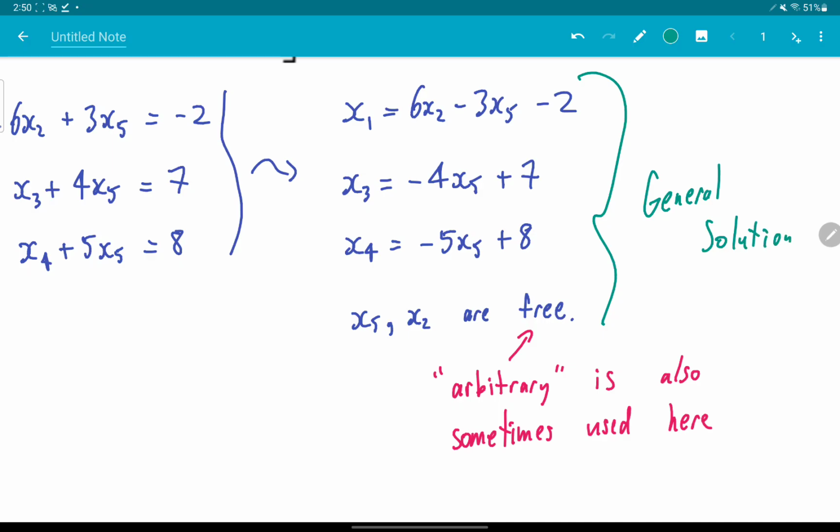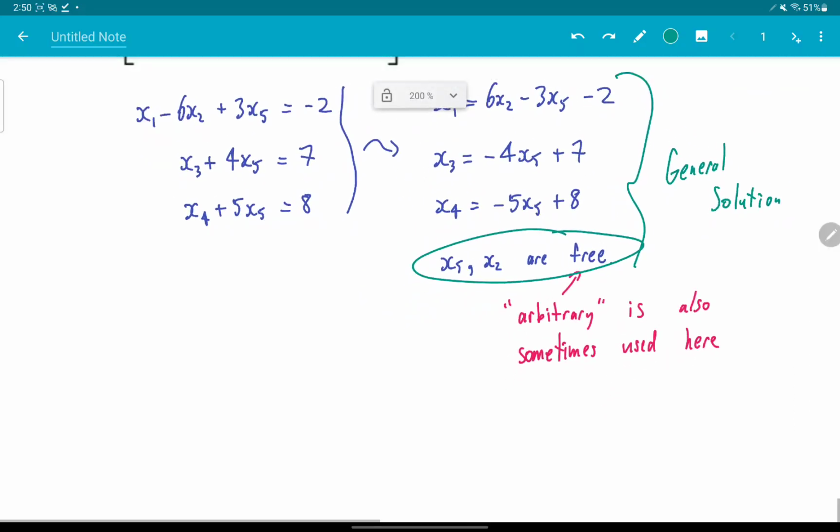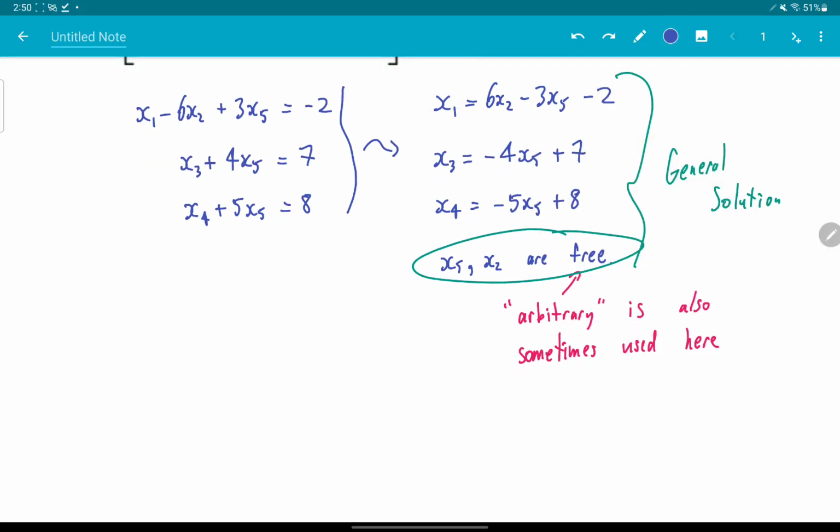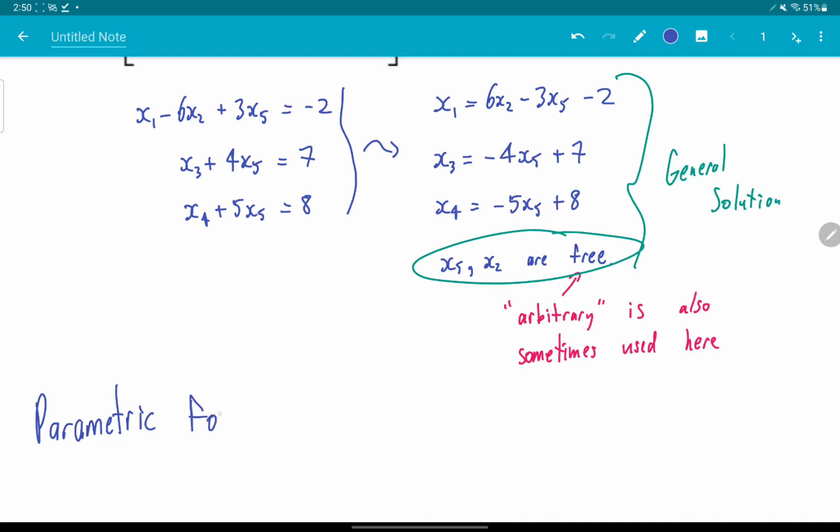Okay, now we're going to look at a different form for the general solution called the parametric form. That's where we take these free variables and we say, oh, they're so special, so very special, that we're going to actually change the letters, change the variables we use. So let's call this parametric form of the general solution.